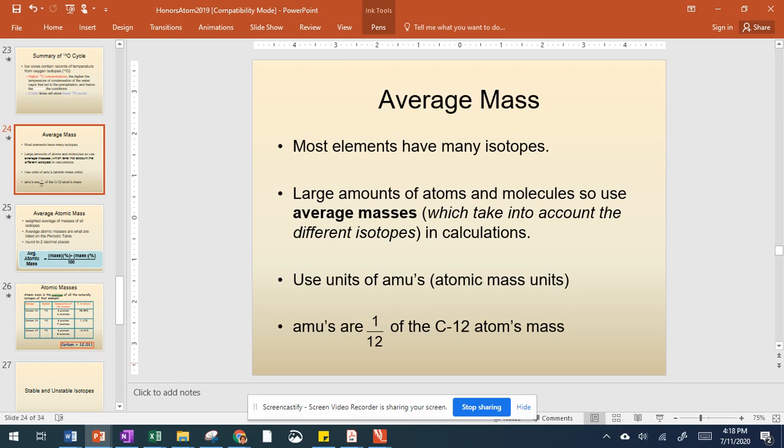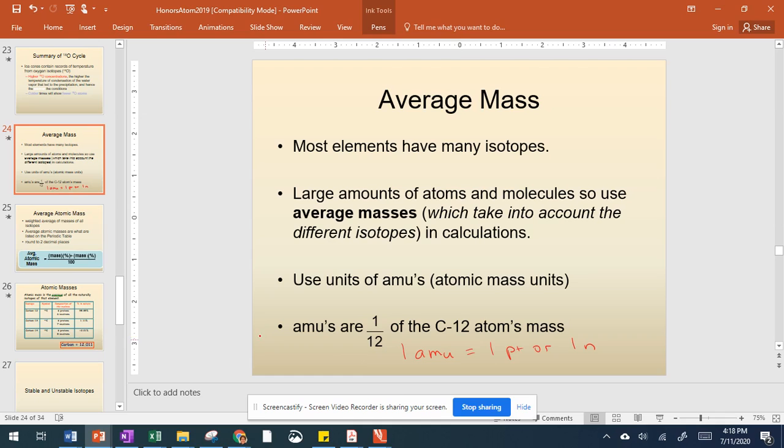Because atoms are so small, we do not use grams to describe the average atomic mass. We instead use a special unit which has been created for atoms, called AMUs, or atomic mass units. One atomic mass unit is 1/12 of the mass of a carbon-12 atom. So one AMU is going to be the mass of one proton or one neutron.